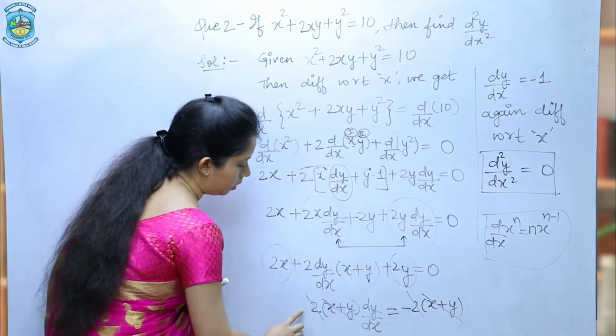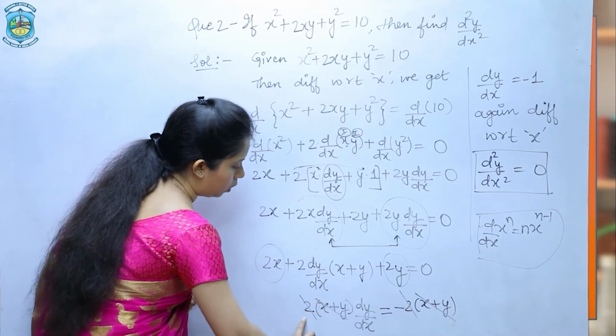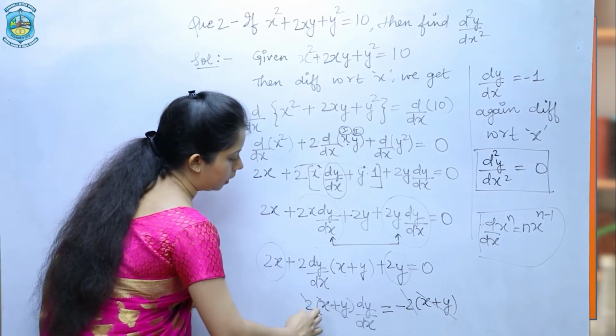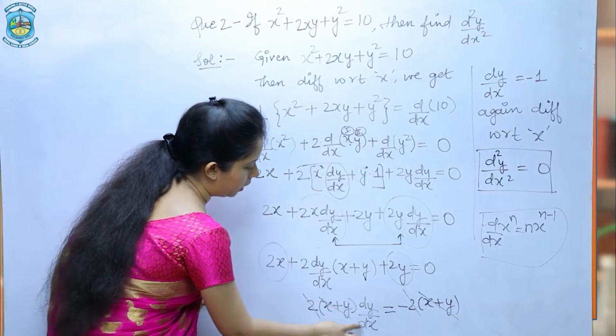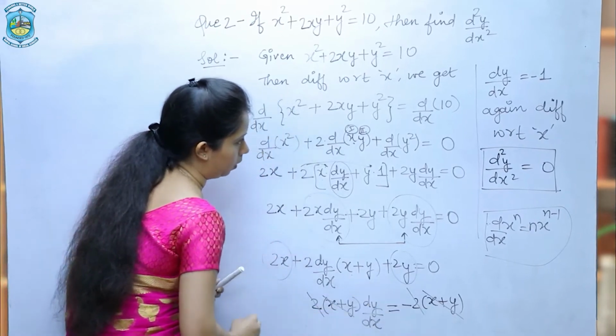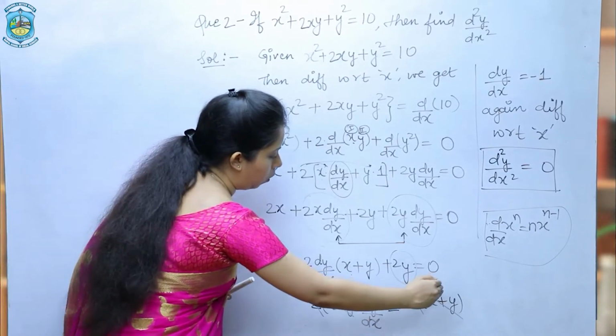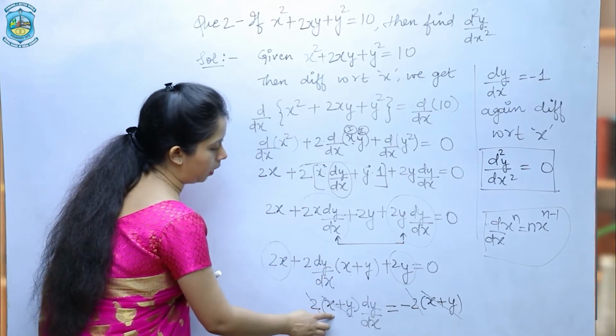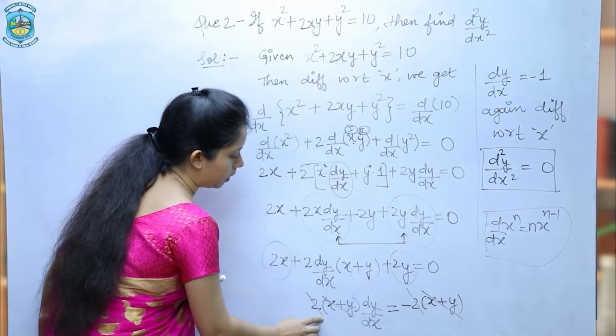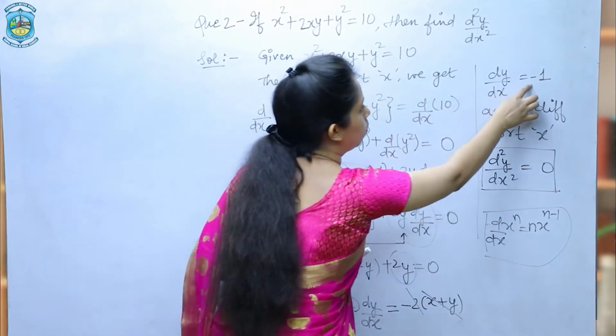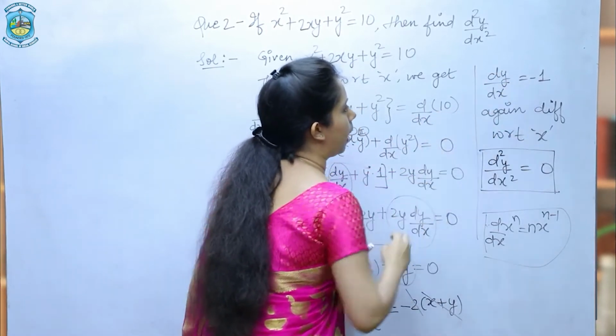So you can see that on both the sides we are having 2 into x plus y as common. So that will get cancelled and we will have dy by dx is equal to minus 1. Or you can say that we divide the whole equation by 2 into x plus y, and we will get minus 1. So dy by dx is minus 1.